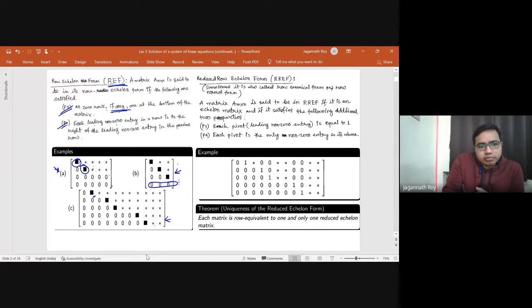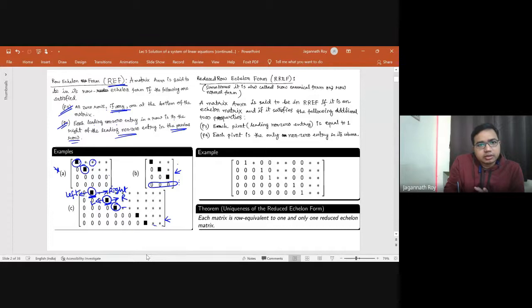So that is why we have put the asterisk symbol. And each leading non-zero entry will be to the right of the previous leading non-zero entry. This is right, and this is left. So previously we have a non-zero entry here. The next leading non-zero is here. Similarly, all these cases will be there.